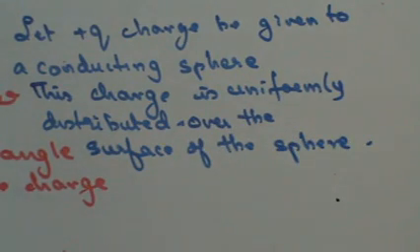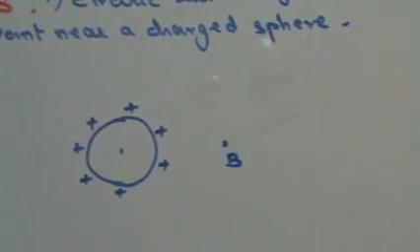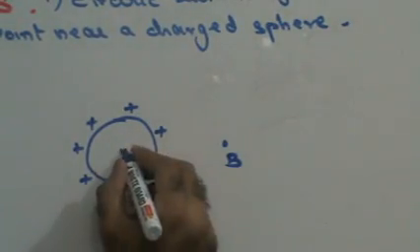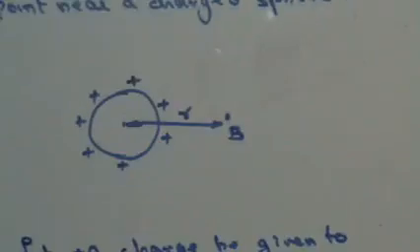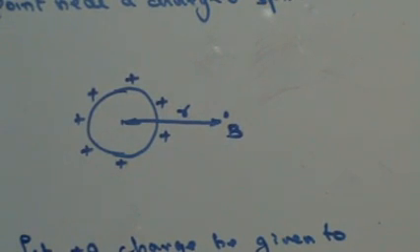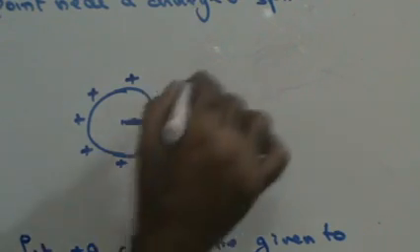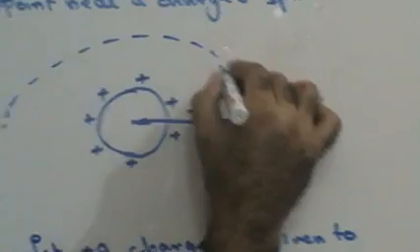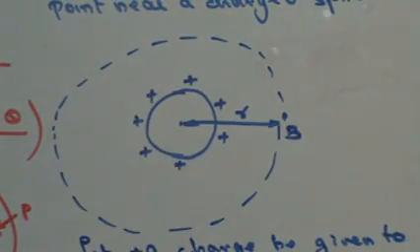Now, I want to find out the electric intensity at a point outside the sphere. Let's assume point B, which is at a distance of R from the center of the sphere. I want to find the electric intensity at this point. For this, we will draw a Gaussian surface, because Gauss's theorem says that the total normal electric induction will be the same over the entire surface. So let's assume there is an imaginary sphere passing through point B.